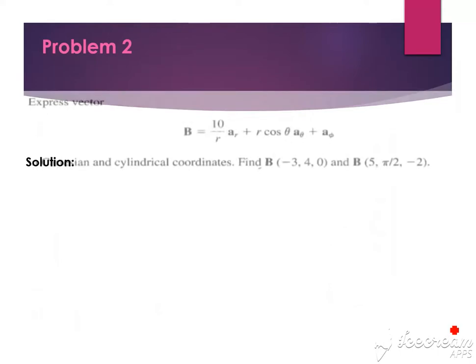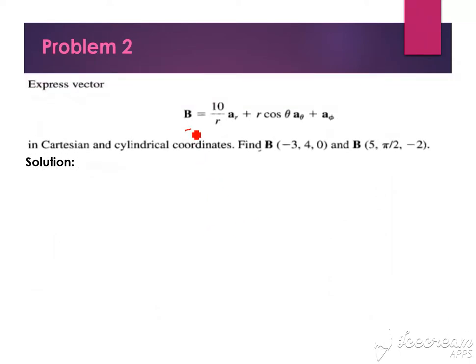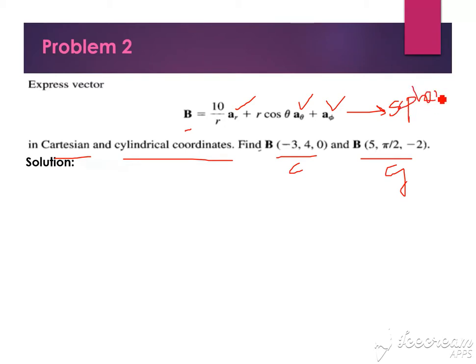So in the next question, express the B vector given in Cartesian and cylindrical coordinates. Find B at this point. This point is the Cartesian point, and this is the cylindrical point, so we need to find B at these 2 points. Here we have the 3 components, AR, theta and phi, so the given question is spherical. Now we need to convert the spherical into Cartesian and cylindrical in vector form.